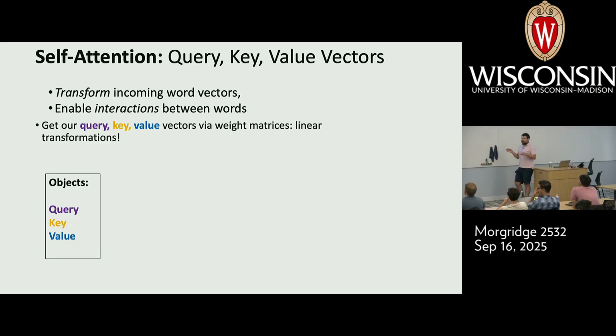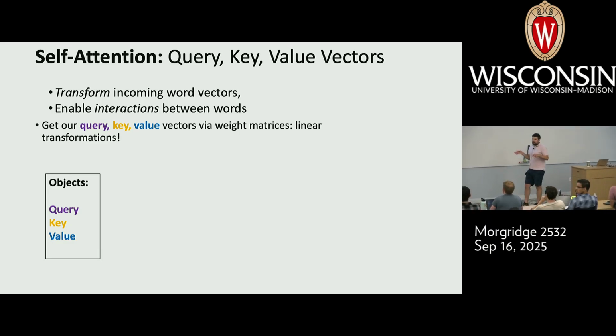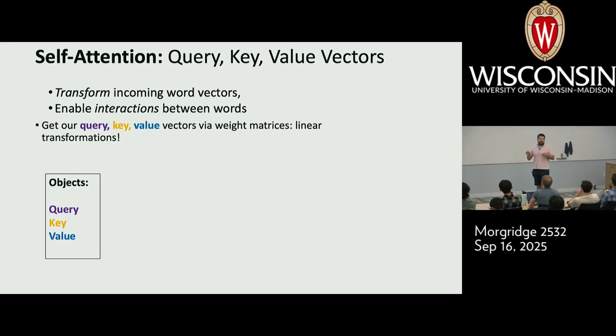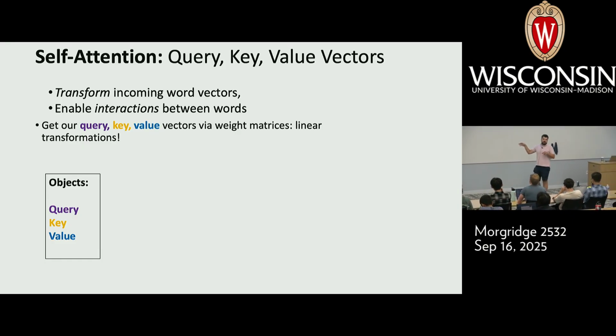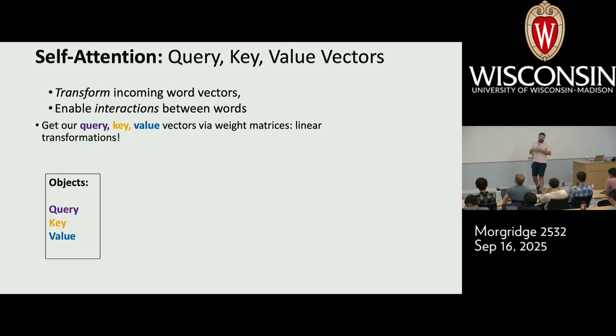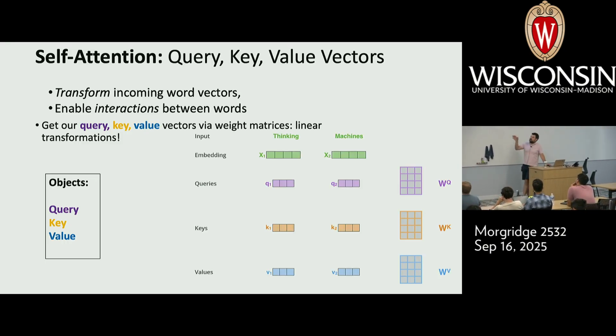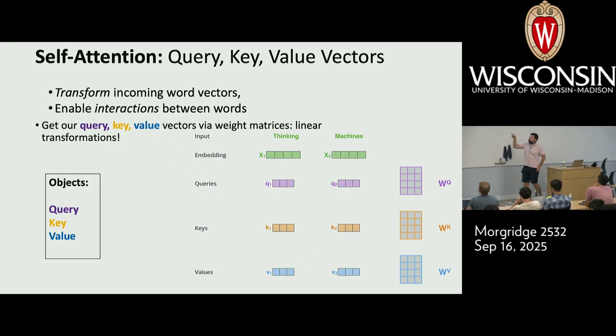So every single word in the sentence that we're operating on is going to get its own word vector, one per word. And then we're going to take those one word vector per word and make them into three things. Those three things are produced from linear transformations. They're just going to be matrix multiplications. We have three of those matrices.